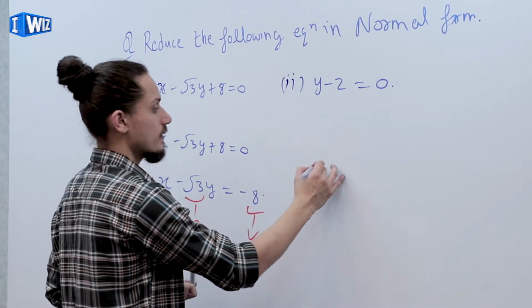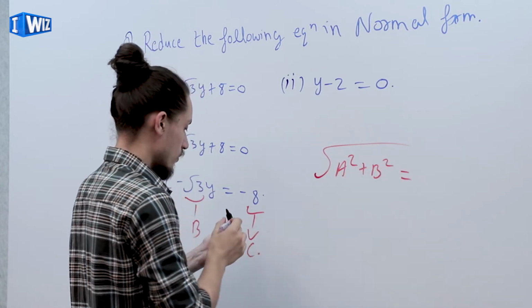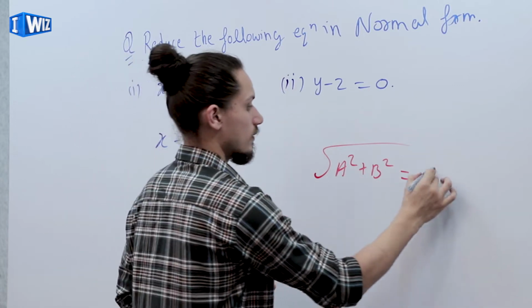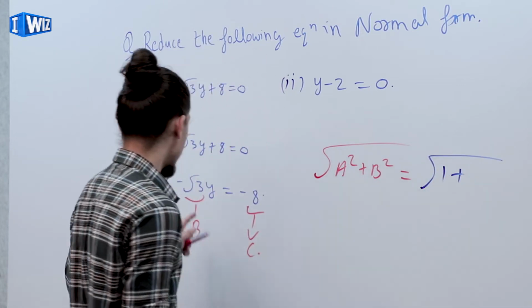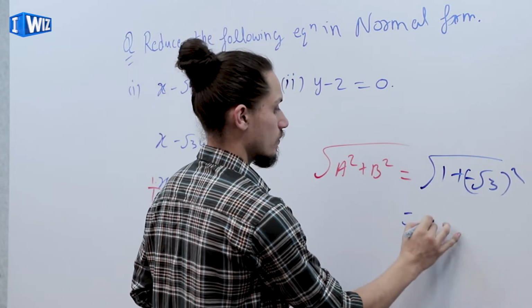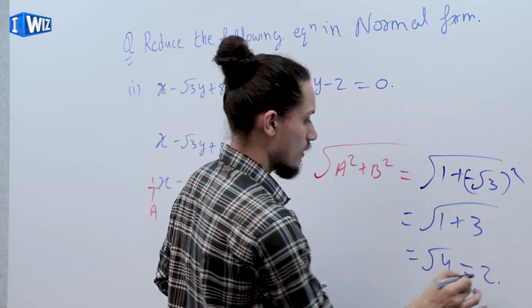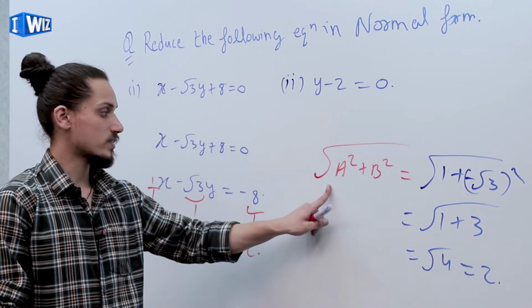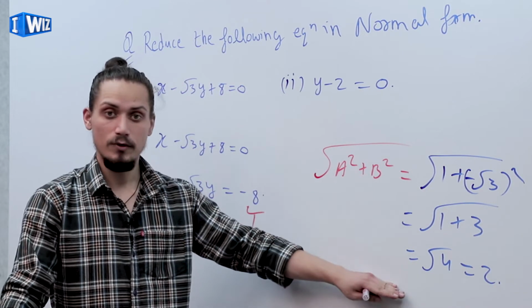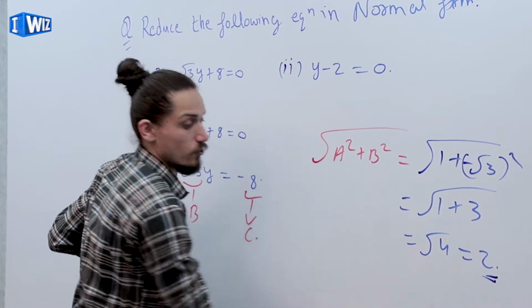हमें क्या चाहिए? सबसे पहले हमें चाहिए under root a square plus b square की वैल्यू. तो a हमारे पास 1, तो 1 का स्क्वायर is equal to 1 plus minus under root 3 का स्क्वायर, which is equal to under root 1 plus 3, which is equal to under root 4, which is equal to 2. ये आ गया हमारे पास under root a square plus b square की वैल्यू. नेक्स्ट स्टेप क्या होता है नॉर्मल फॉर्म के लिए? हर एक टर्म को हम क्या करेंगे? इस क्वांटिटी से डिवाइड करेंगे.